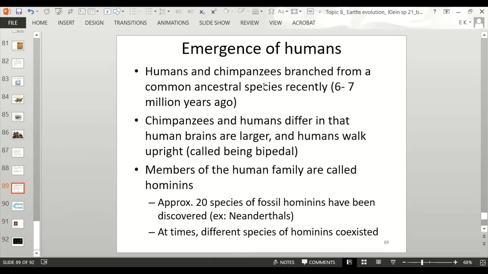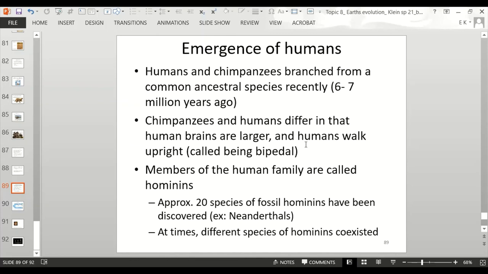So humans and chimpanzees branched from a common ancestral species 6 to 7 million years ago, which is considered recent in geologic history. So humans did not evolve from chimpanzees. Humans and chimpanzees branched off from a common ancestor 6 to 7 million years ago. So chimpanzees and humans differ in that human brains are larger and humans can walk upright. That's called being bipedal. So humans walk upright and have larger brains than chimpanzees.